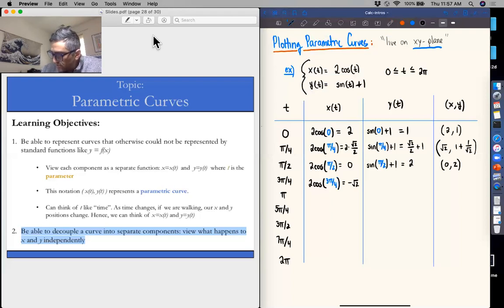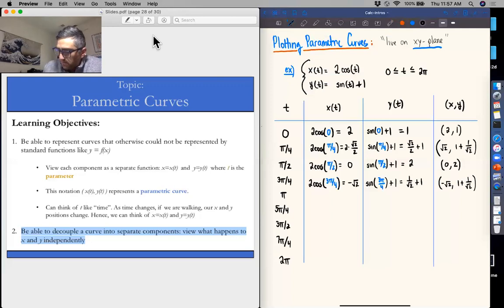And what's going to happen for sine? Well, sine of 3 pi over 4 plus 1. Sine of 3 pi over 4 has the same value as sine of pi over 4. So it's actually going to give us the same exact value from earlier. It's going to give us the square root of 2 over 2, or 1 over square root of 2, plus 1. So the next point that we plot is a minus square root of 2, and then the same y value as the pi over 4 case, 1 plus 1 over square root of 2.